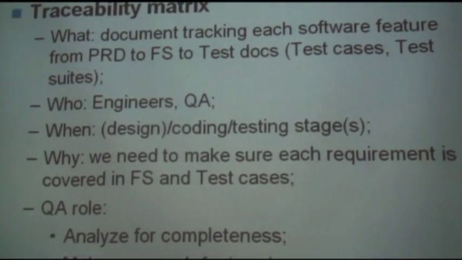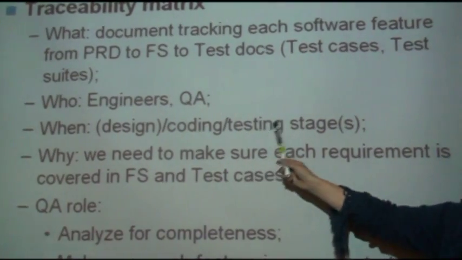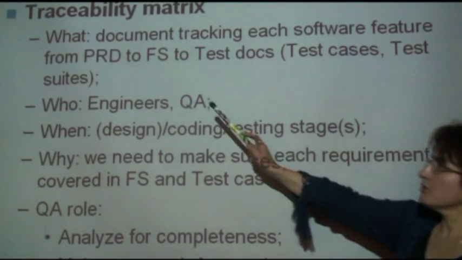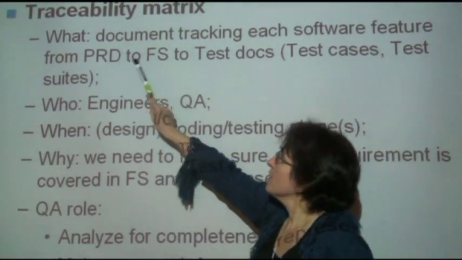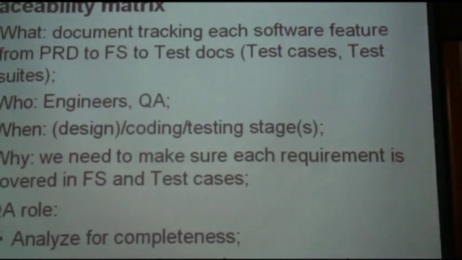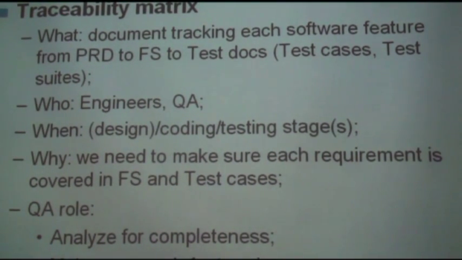We can start this traceability matrix at the design phase, coding, or testing stages. It's still fine, because this document makes sure that you have proper coverage. You take each feature from the PRD, you go to the functional spec and test cases. As long as you can see that you have coverage for each and every feature across your test cases, you're good.